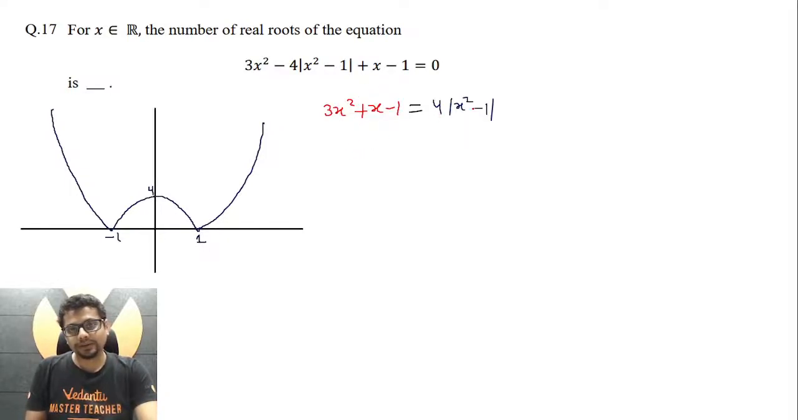Now compared to the right hand side, the left hand side will decrease less steeply, and on the other side it will also increase less steeply. At x equal to 0, it is something negative, minus 1. At x equal to minus 1, it is positive. At x equal to 1, also it is positive. The x coordinate of the vertex will be minus b by 2a, so it becomes minus 1 by 6.